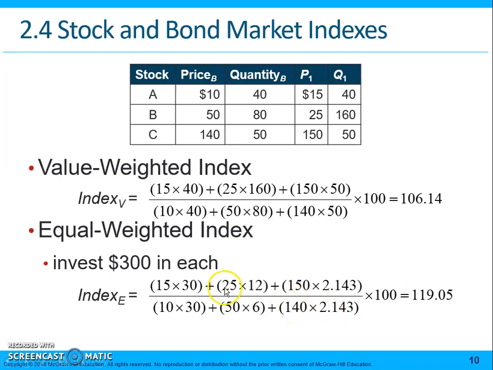Then we calculate the values of those shares of stock at the end of the period, multiply by 100, and we get an index value of 119.05. So the return would be 119.05 minus 100 divided by 100, or 19.05%. You can see that how you calculate these values is important for the effect on returns.